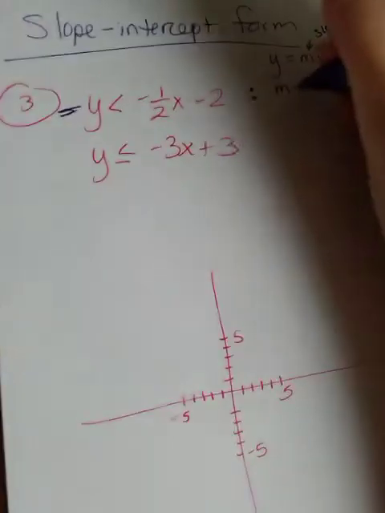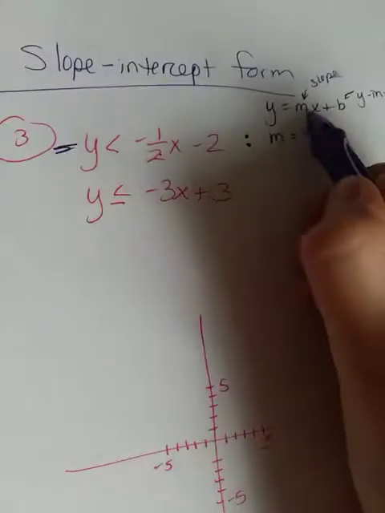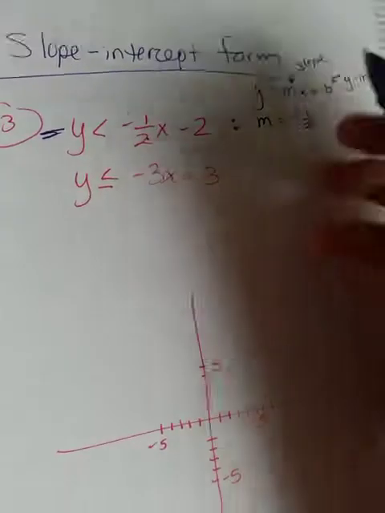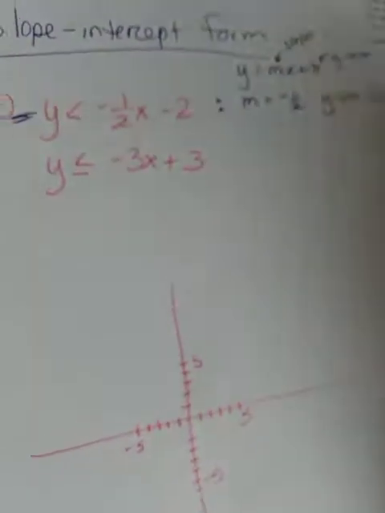Let's look at that first line, and let's just write down some information that we know. I know that the slope is -1/2, because that's what's written in front of x. Remember, m is the number in front of x. And my y-intercept is your b. It's -2, so it's the point (0, -2).